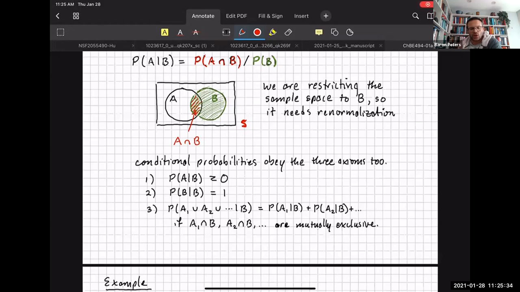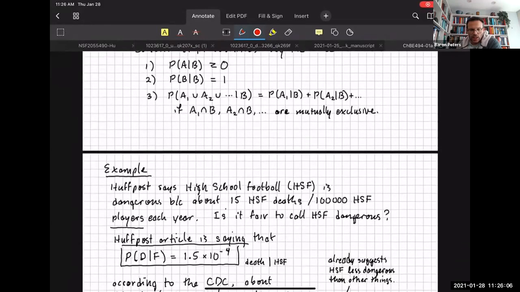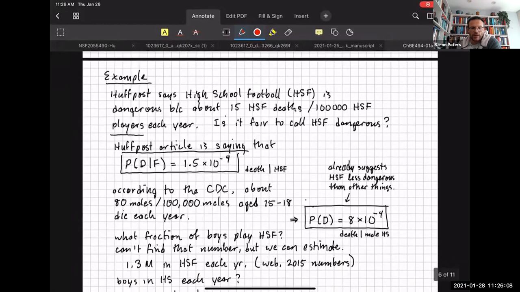I can do this as long as A1 intersection B, A2 intersection B, et cetera, are all mutually exclusive sets. There's technically a little mistake in your book right here. It tells you that A1, A2, A3 all have to be mutually exclusive. That's not necessarily required. You need A1 intersection B and A2 intersection B to be mutually exclusive. It's an easier requirement to satisfy, in a sense. All right, so let's go ahead and talk about an example.